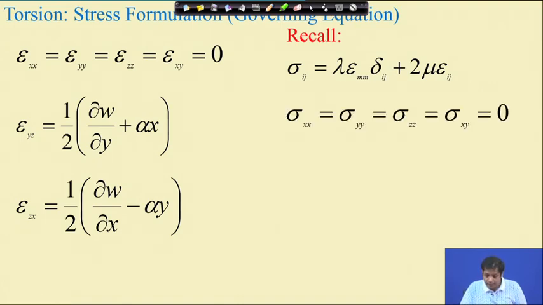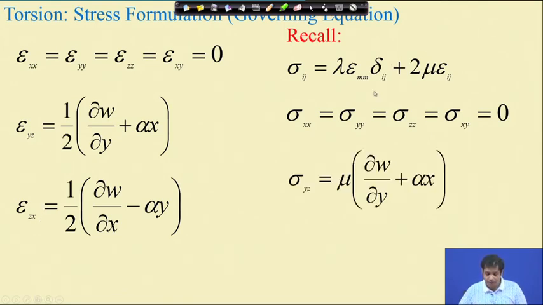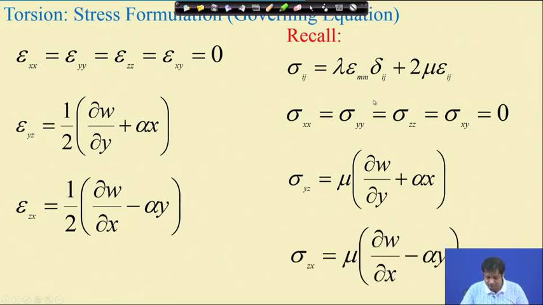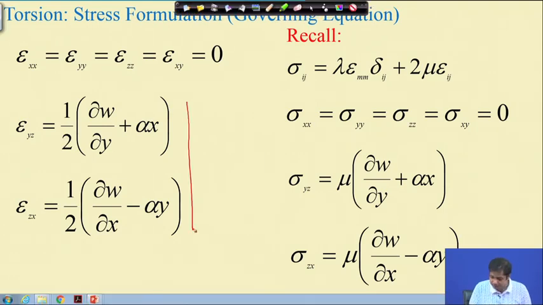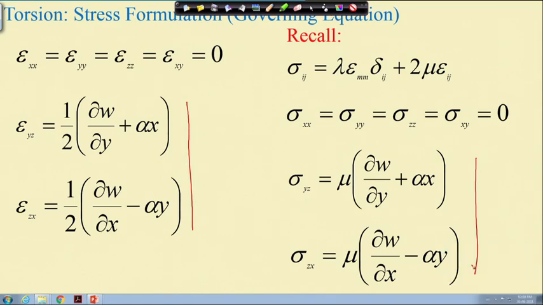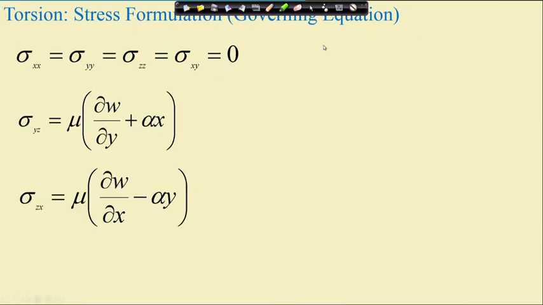And if you do that, then straight away we can make all the normal stresses 0, and the shear stress sigma xy is also 0. Only non-zero strain component is this, and then sigma yz will be this, and sigma zx will be this. Okay. So, this is the non-zero strain components and these are the non-zero stress components. Okay. Now, let us move on next.